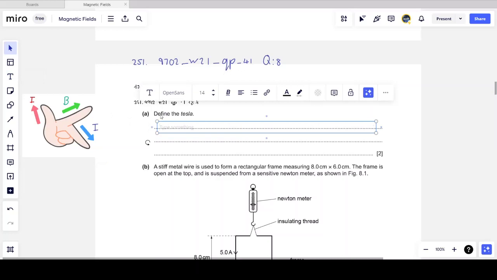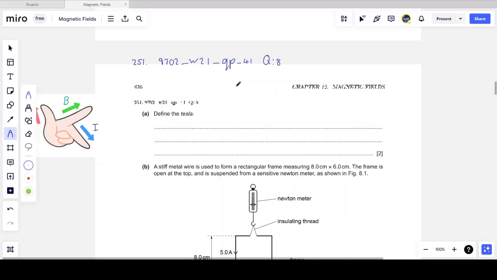And they asked me to define the Tesla. So actually, before I define the Tesla, a way to remember how I can define the Tesla is to remember that when I place a current-carrying wire perpendicular to a magnetic field, it feels a force BIL. In general terms, if it's not perpendicular, it's BIL sin theta. F is equal to BIL sin theta. And I can find the definition of flux density by rearranging this equation and writing it as B is equal to F over IL sin theta.